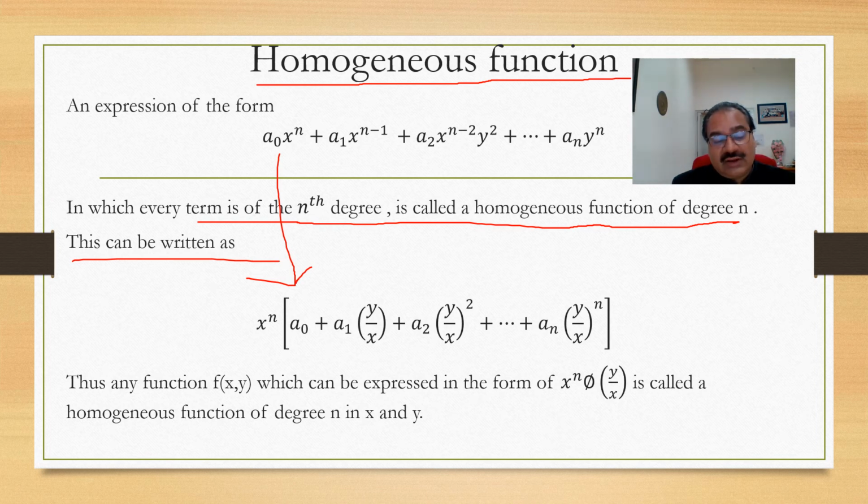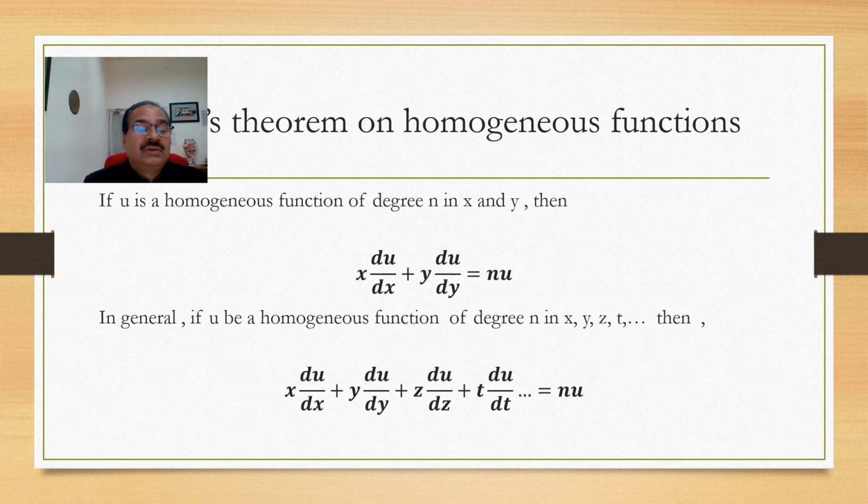And just to check the degree of this function, now this is y by x, this is also y by x, this is also y by x. Thus, any function f of x y which can be expressed in the form of x power n phi of y by x is called a homogeneous function of degree n in x and y. This is the beautiful definition of the homogeneous function. You must remember this. And then Euler has given one theorem which is very important in partial differentiation.